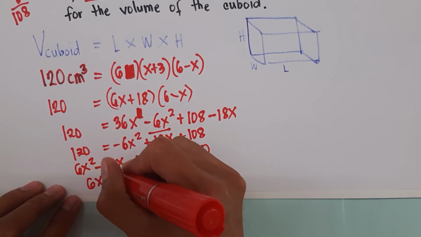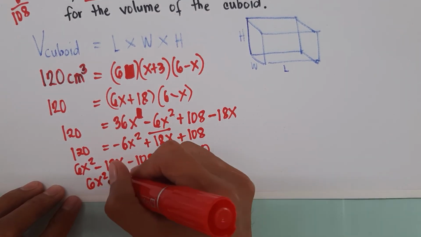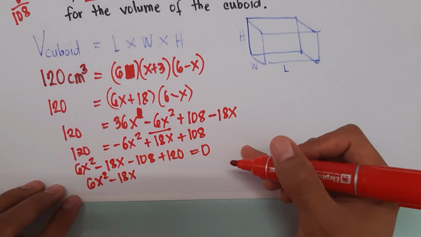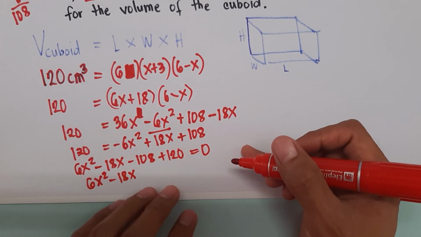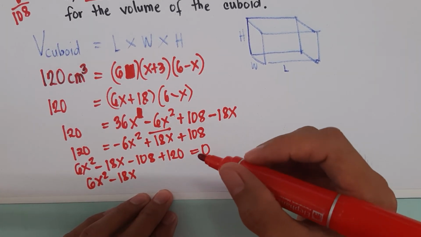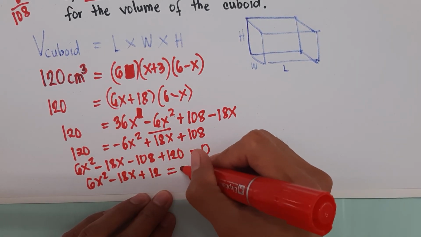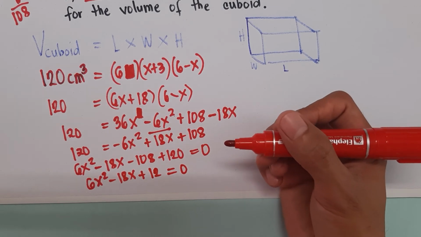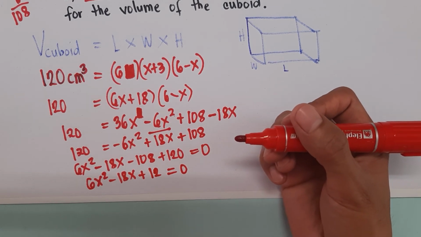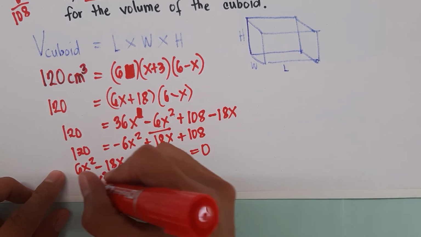Having 6x squared minus 18x, negative 108 plus 120, that's going to be 12, plus 12 is equal to 0. So this is now our quadratic equation in one variable.